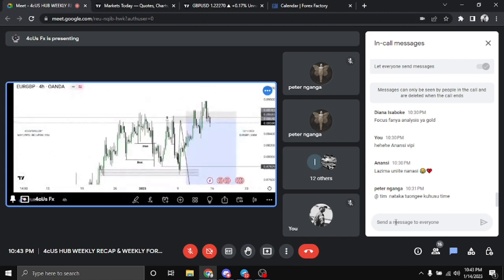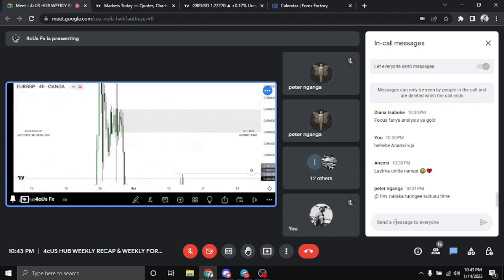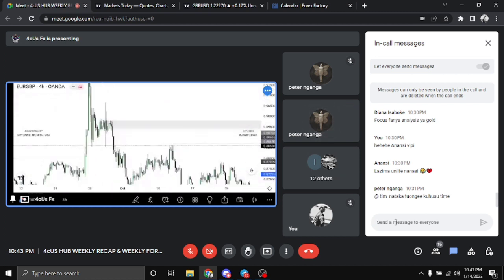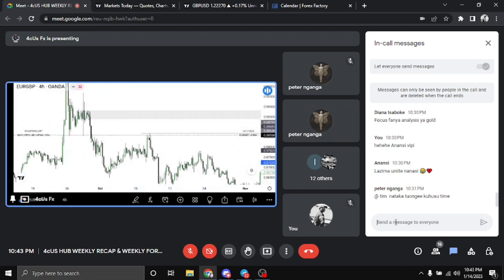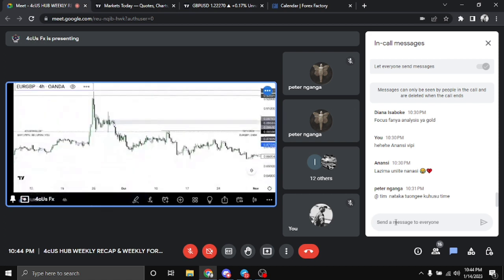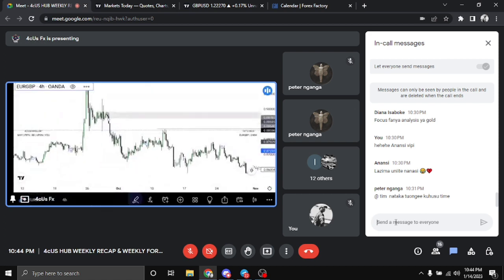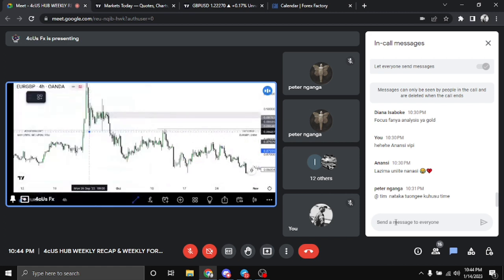So nikiscale on a 4-hour time frame. Now let us go to that nini. Yeah. So unaona vizuri. Hii ni the daily POI. Now we scale into a 4-hour time frame. And unaweza kuiona vizuri. There's a good supply hapa hivi. Supply nyingine mzuri sana. So this is the supply that took out these two lows hapa. These are relatively equal lows.